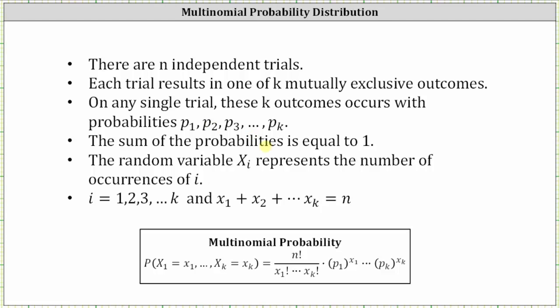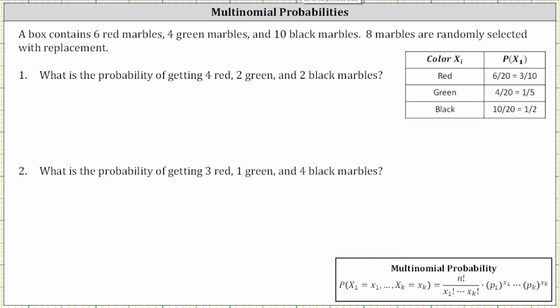The sum of the probabilities is equal to 1, and the random variable x sub i represents the number of occurrences of i. And we have the formula for a multinomial probability at the bottom. Let's go back to our examples. Again, number 1 is what is the probability of getting 4 red, 2 green, and 2 black marbles?